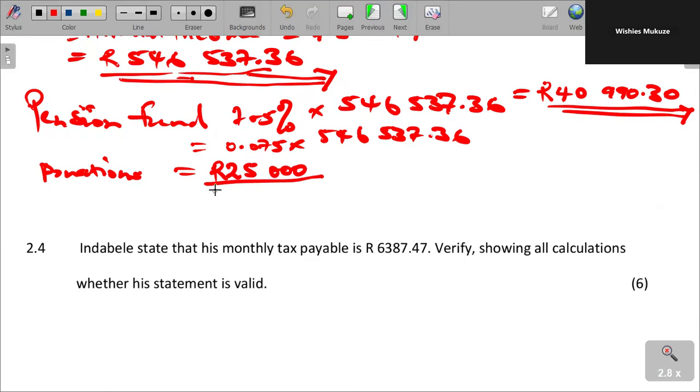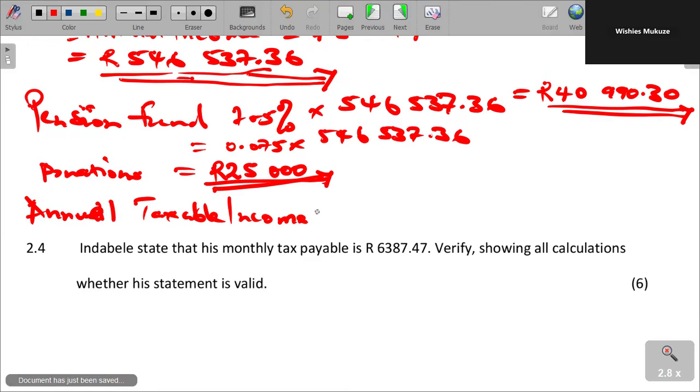It is given in our contract, 25,000, and then annual taxable income. Annual taxable income is the total income that he earns, which is close to our total income that Mr. Indebele earns here, 546,537.36.